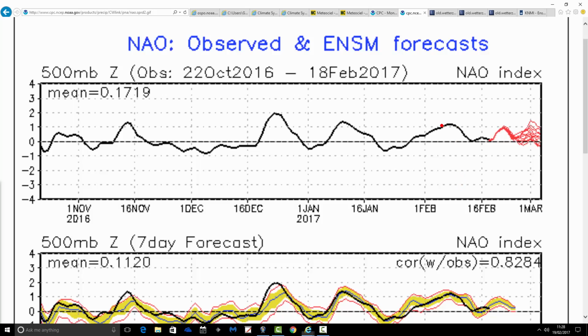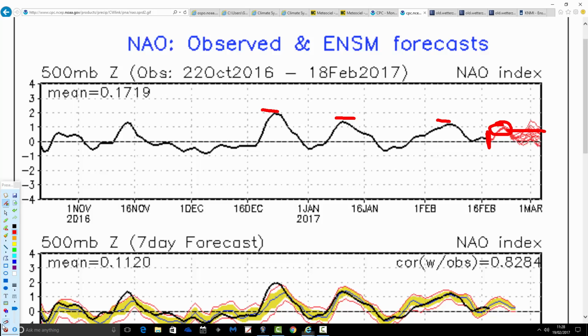North Atlantic Oscillation, very similar. Black line here tells us where the North Atlantic Oscillation has been. Red line is where it is forecast to go. We're around there at the moment, which is neutral to just slightly positive. It looks like over the next week we're going to be lifting the North Atlantic Oscillation up into really very positive territory, and that's where it's suggested to stay.